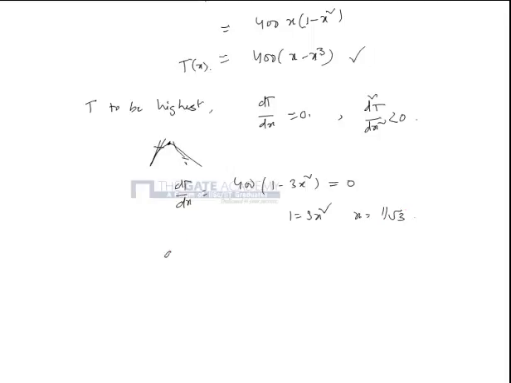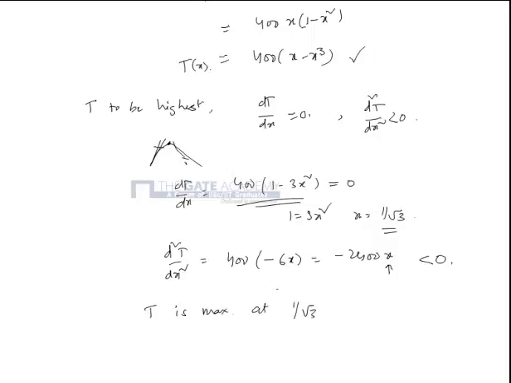Okay, so now let's check d squared T/dx squared, whether it's negative for this point of x. When I differentiate again with respect to x, I get minus 6x, which is minus 2400x, and as x is positive 1 by root 3, this will be negative. So T is maximum, or highest, at x is equal to 1 by root 3.